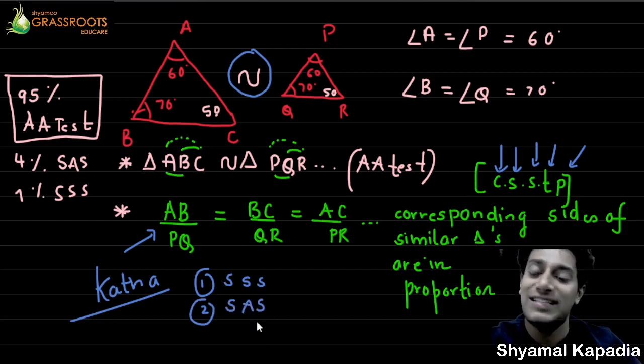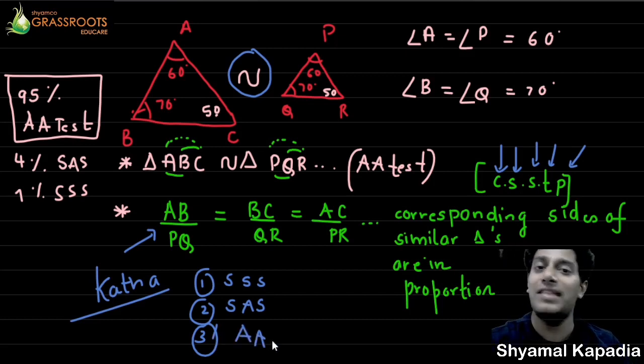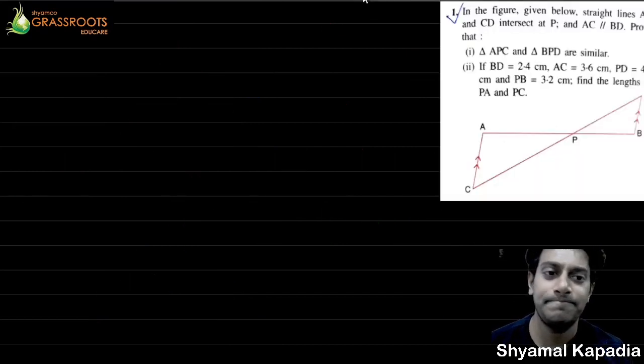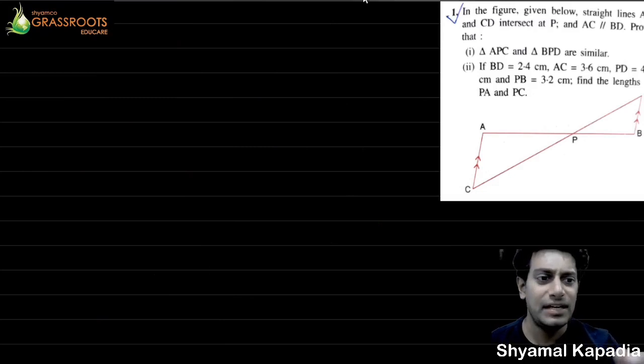Second test is SAS test. And the most important test is angle test. Okay, that's it. So all the sums are based on one of these 3 tests, right? So let's start with the first sum from the textbook. The sum I have already mentioned out here, right? So check out the question.